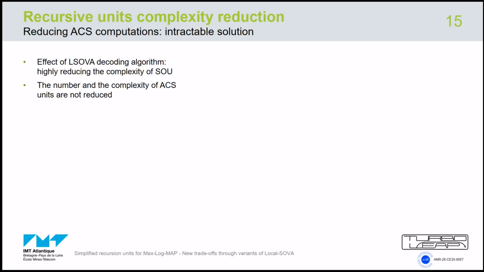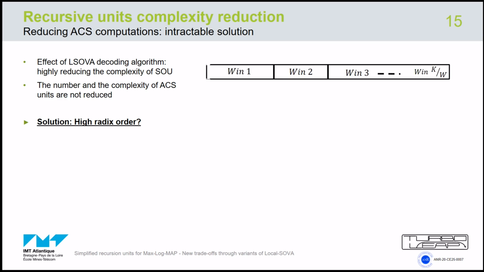As we have seen, the local-SOVA decoding algorithm was shown to highly reduce the complexity of the soft output computation, paving the way for very high throughput implementations. However, the serial nature of the BCJR decoder was not addressed, and therefore the complexity of the ACS was not reduced. A first, seemingly trivial solution is to consider very high radix orders. For example, if W is the size of a decoded subtrellis, a radix order of 2^(W/2) would be efficient in order to reduce the number of the ACS units.